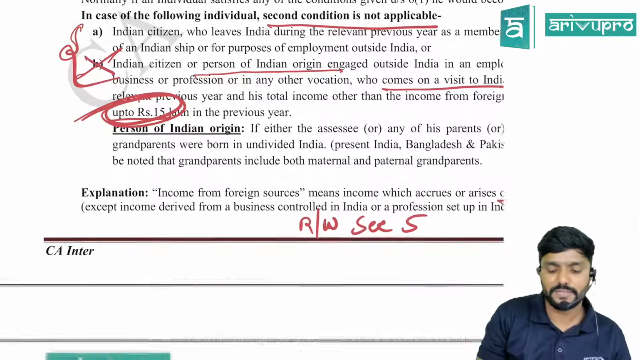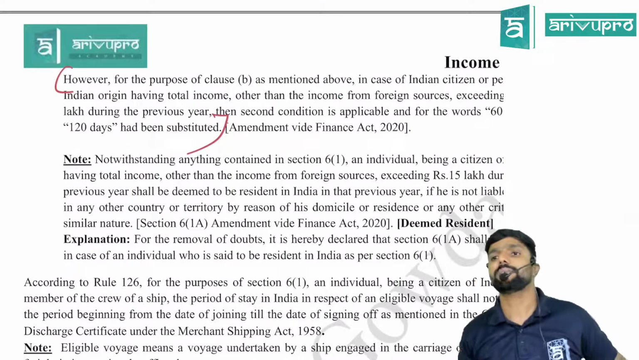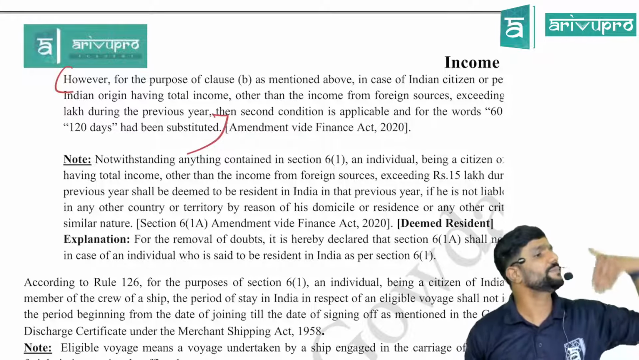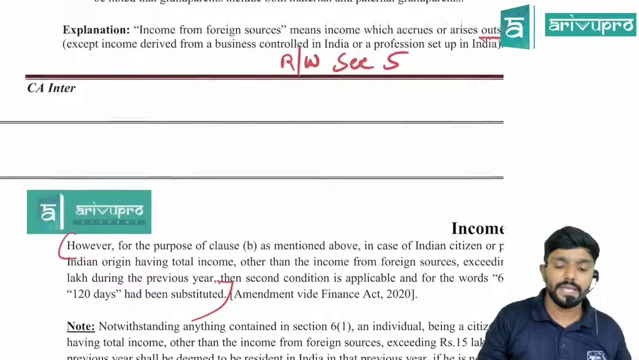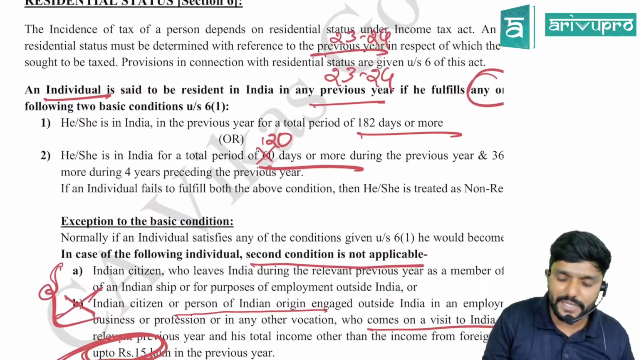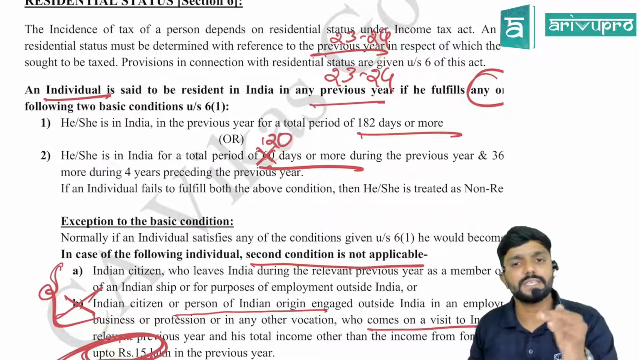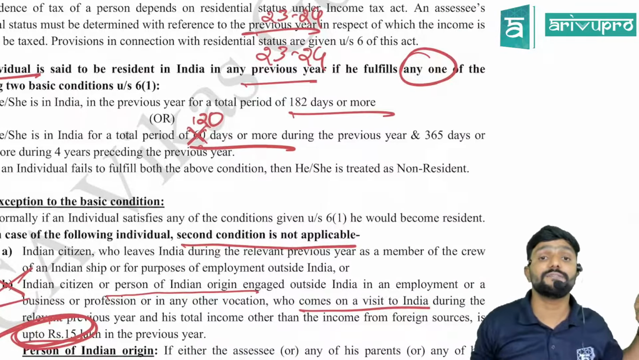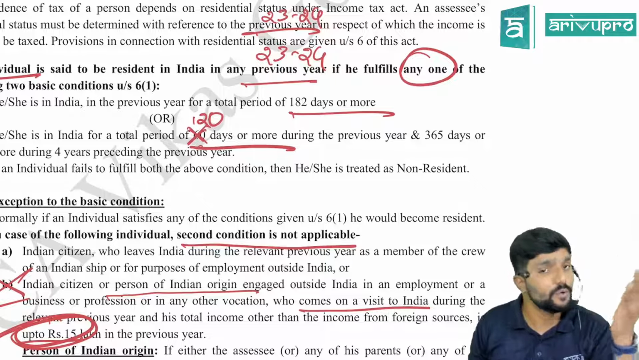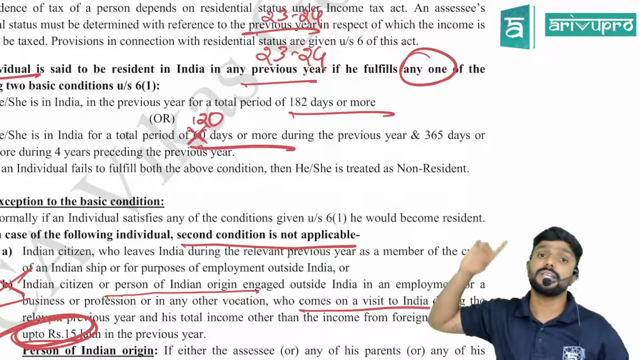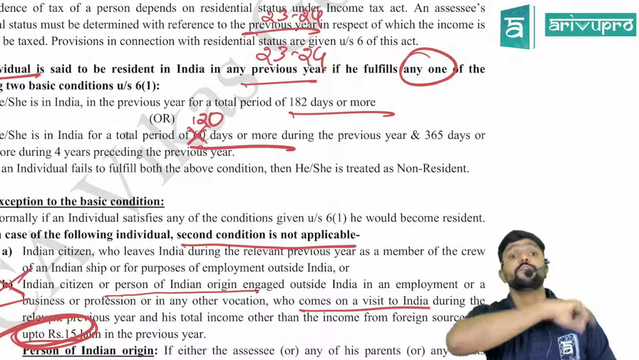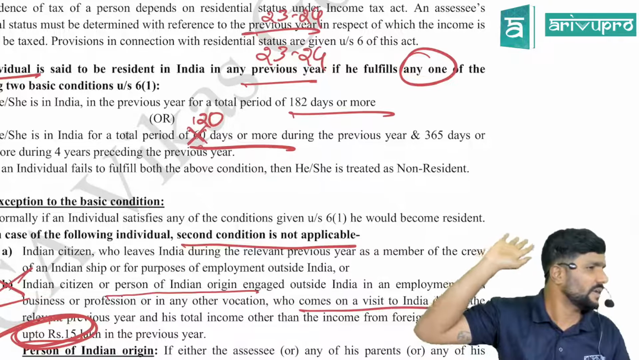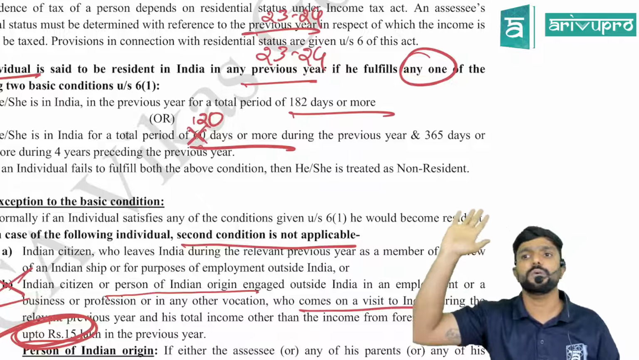No. For him, a separate paragraph is there, where they are telling that in the same scenario, if the Indian income is more than 15 lakh, the second condition is applicable, but instead of 60, it is 120. All other things remain the same. What is the second condition for them? 120 days or more during the previous year and 365 days or more during the 4 years preceding the previous year. The first condition, as usual, is 182. Hope it is clear for you.